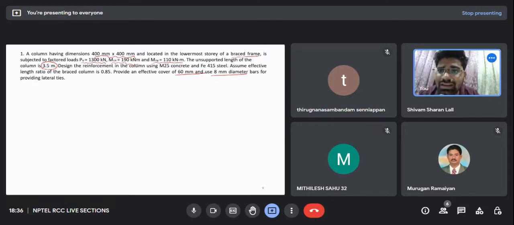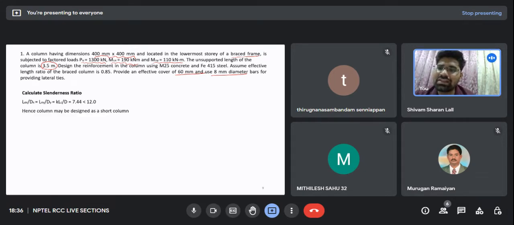Have we studied the design of slender columns yet? No. But is there anywhere in the question given whether the column is slender or short? It is not given in the question. So I will have to first find whether the column is short or long. So firstly I will be finding the slenderness ratio. So calculate the slenderness ratio.